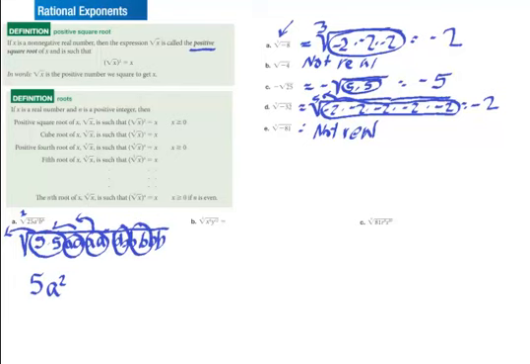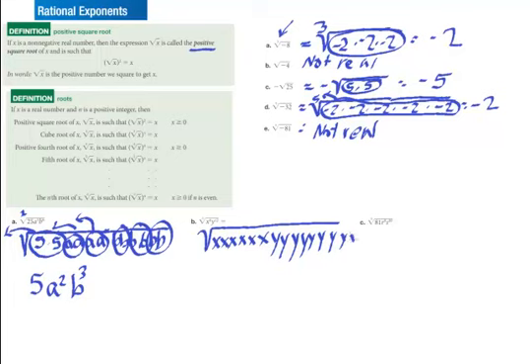1 pair, 2 pair, 3 pair. When I take each one out, that's going to be 3B's or B cubed. This one, I'm going to write all out. What a pain. 1, 2, 3, 4, 5, 6. 12 Y's. Are you kidding me? 5, 6. 1, 2, 3, 4, 5, 6.